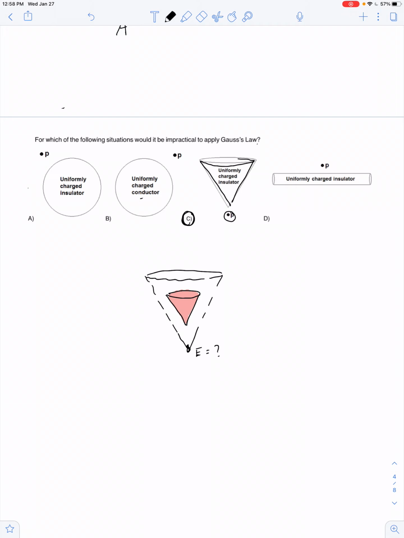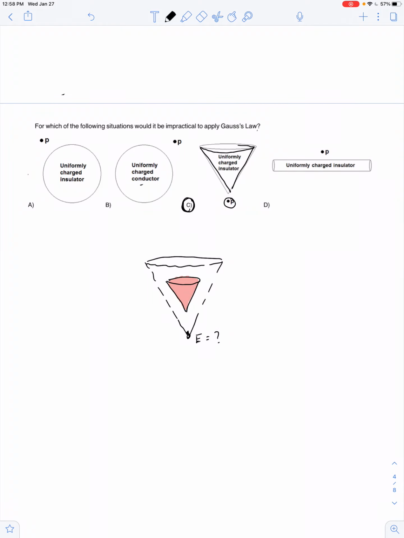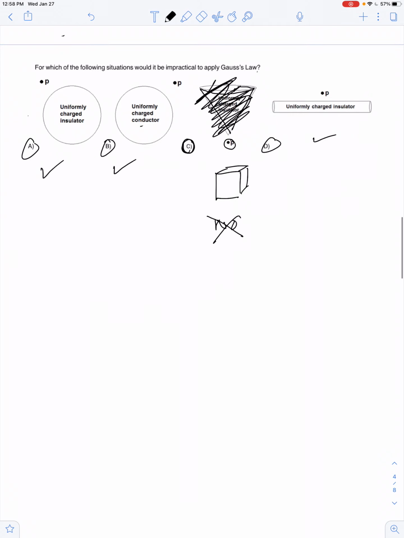I'm not sure that the field lines are really going to be perpendicular in all cases. Let me illustrate this. Maybe a cone isn't the best shape to illustrate this idea. Let's say we replaced the object in part C. Let's say it was a cube of charge. Again, for a cube in case A, great, you could apply Gauss's law. Case B, yep, even case D, you can apply Gauss's law. But in case C, whether it's a cone or a cube, no bueno. We can't do it.